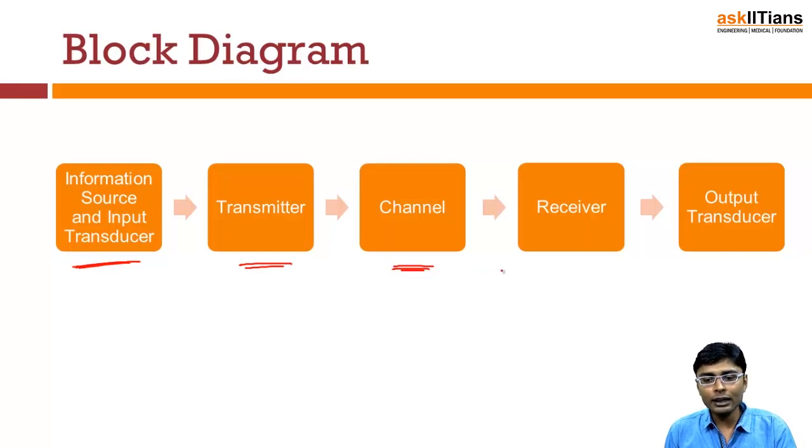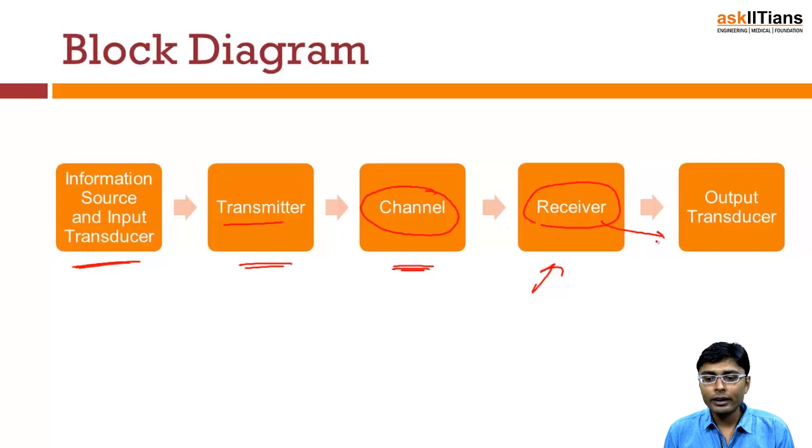This information will be passed through the channel to the receiver. The receiver will receive the information transmitted by the transmitter, but it will not be exactly the same, because we are sending through a channel, so there will be some modification in the signal. We will see what modification the channel does.